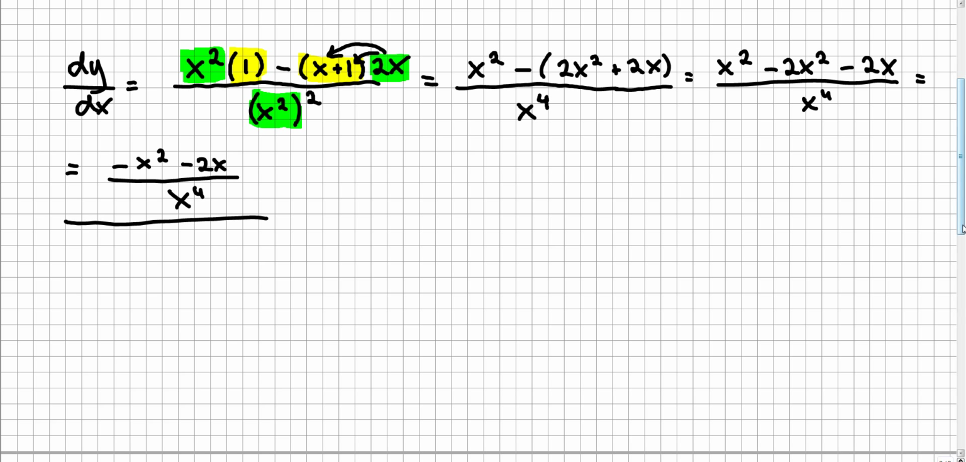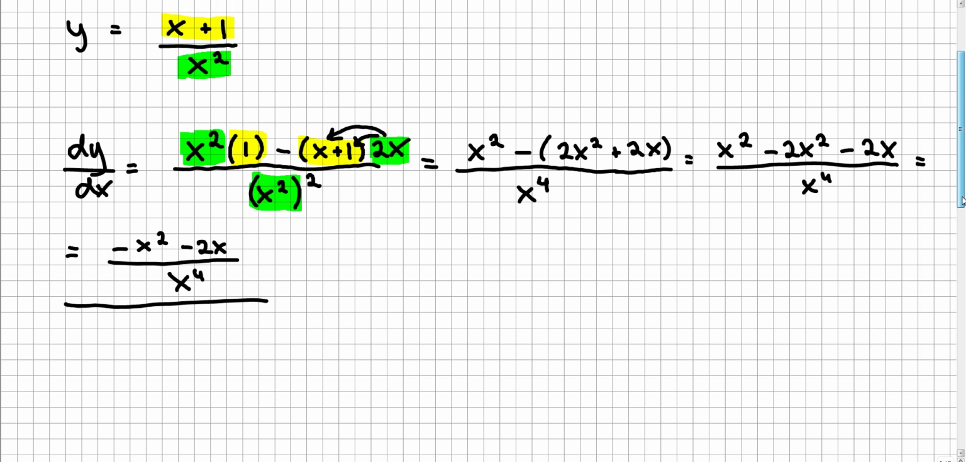This is called the quotient rule, and try to memorize this formula. Look at this part of the function, the yellow part, and this part of the function, the green part, and try to memorize the different steps.